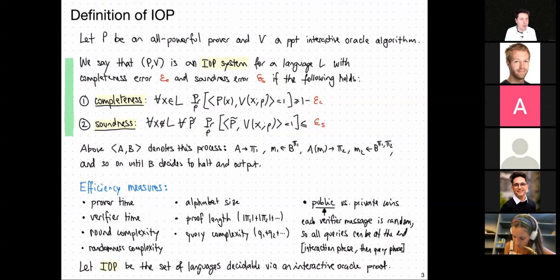And in principle, now the messages of the prover could actually have exponential size, right? Because that's what happens, for example, in a PCP. You can have an exponentially large PCP with a polynomial time verifier, right? Any further questions about the definition of an IOP?